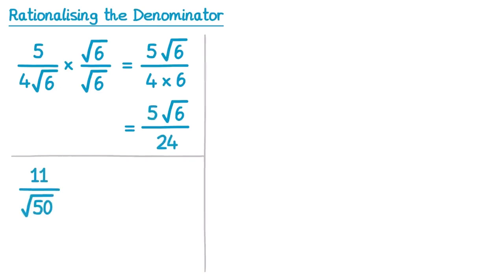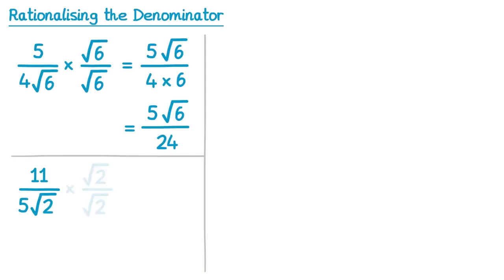Let's try another one. Now this one doesn't have that number at the front, and you may be thinking of multiplying by root 50 over root 50, which will be fine and you can get to the answer, but it's probably easier to simplify root 50 first. Root 50 could be expressed as root 25 times root 2. Root 25 is 5, so this is the same as 5 root 2.